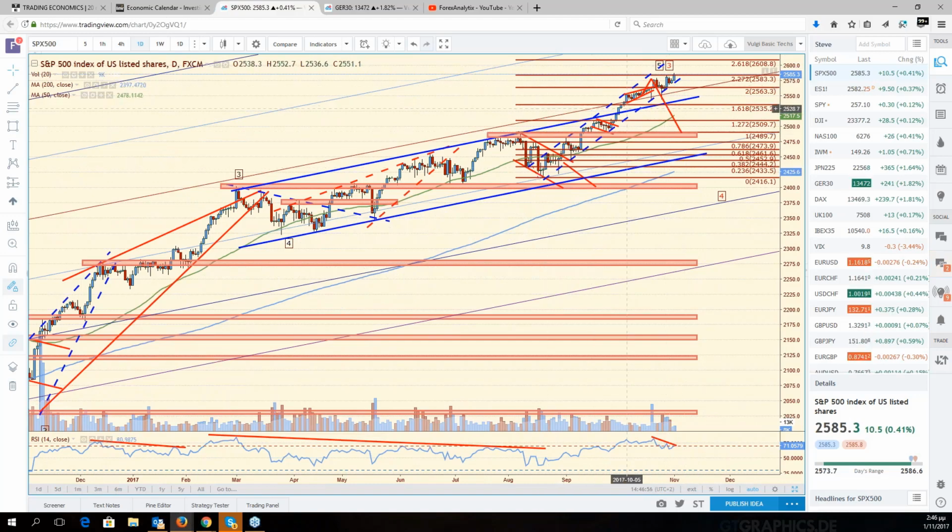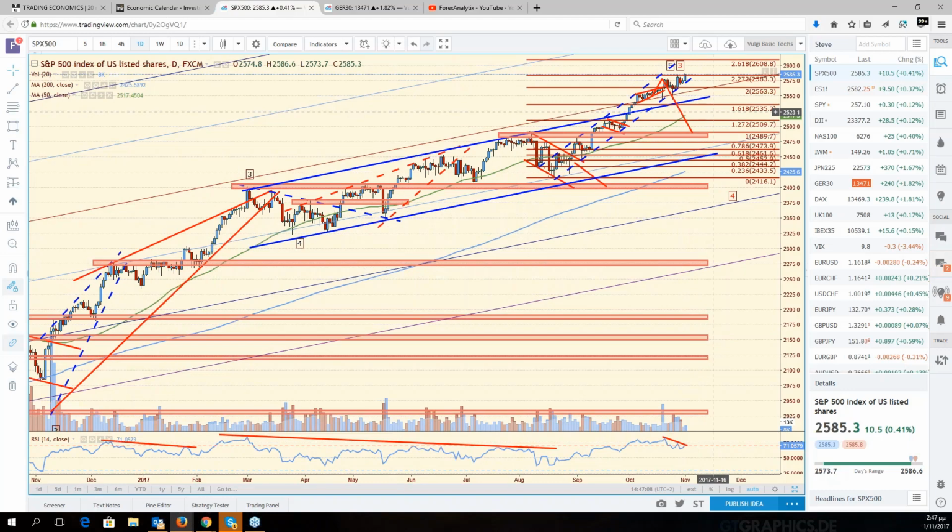By the way, in the SPX, we're still holding this steep ascending channel. We are holding it in a perfect manner. So another push higher towards there is definitely a possibility.